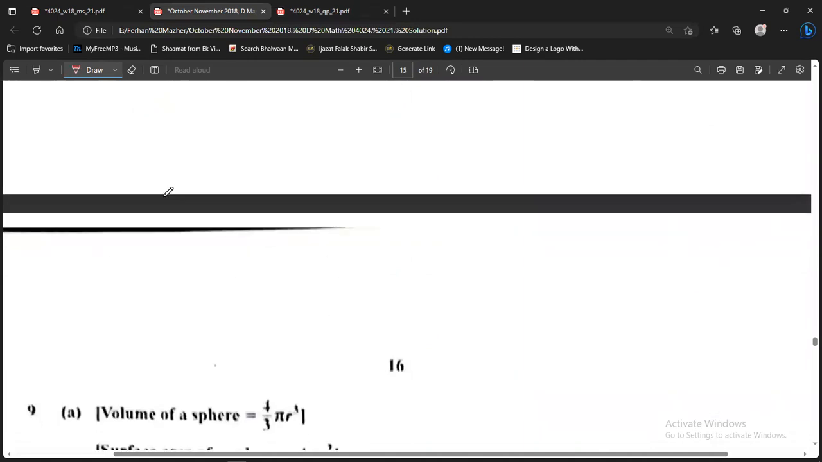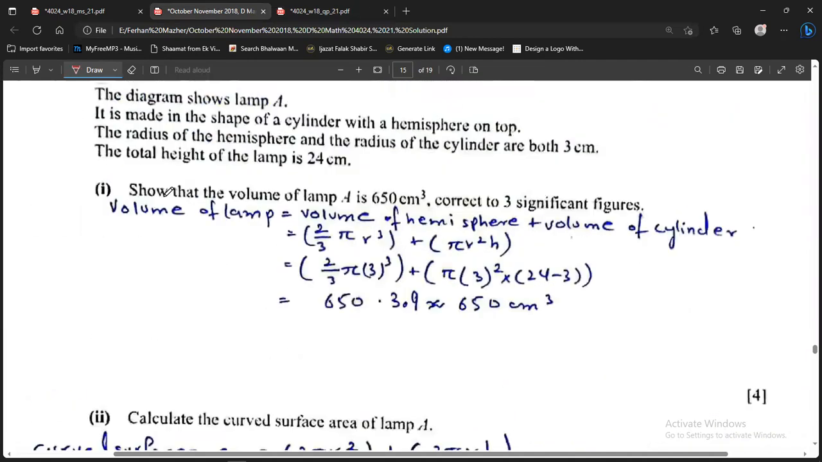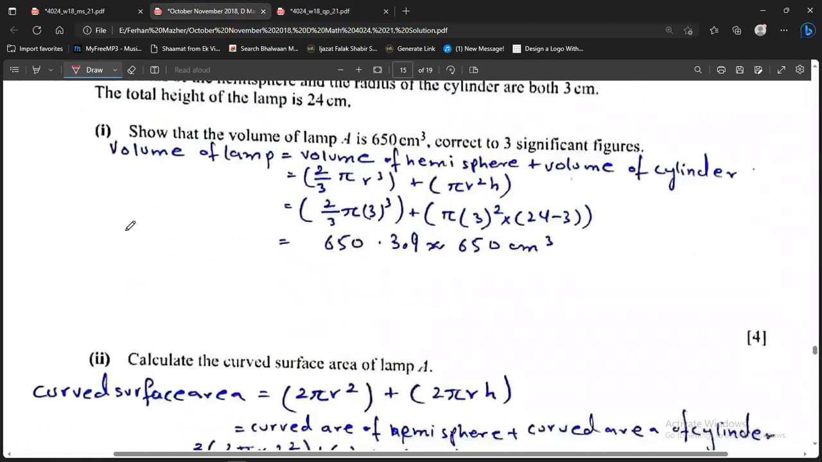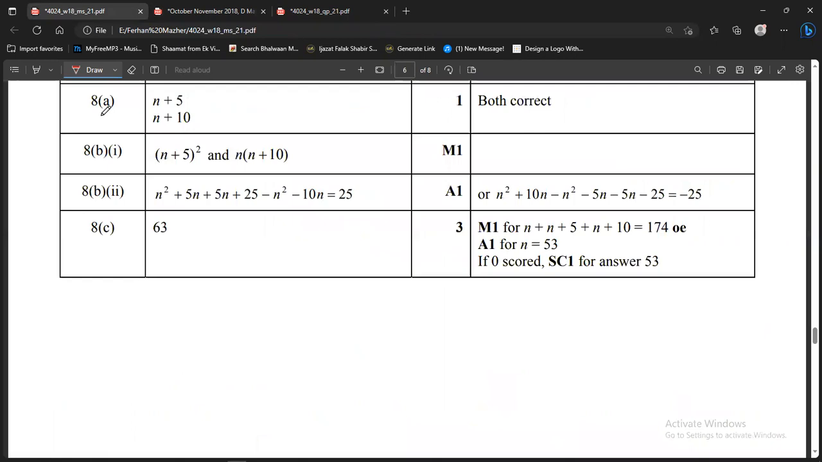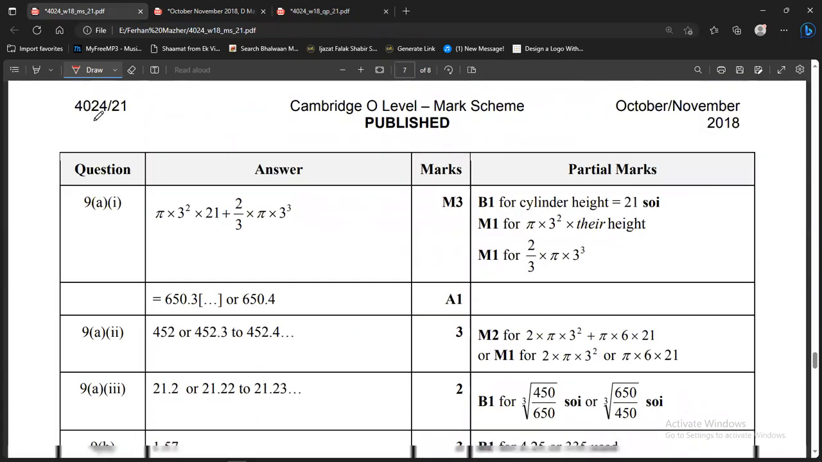Okay. So let me show you. There we go. So the volume of the lamp will be the volume of the hemisphere plus the volume of the cylinder. So it will be 2 by 3 pi r cube plus pi r square h. So 2 by 3 pi into 3 cube plus pi 3 square into the height of the cylinder, 21. And when you do this calculation, you will get 650 centimeter cube. So that is what we have to show there. So that is question number 9.